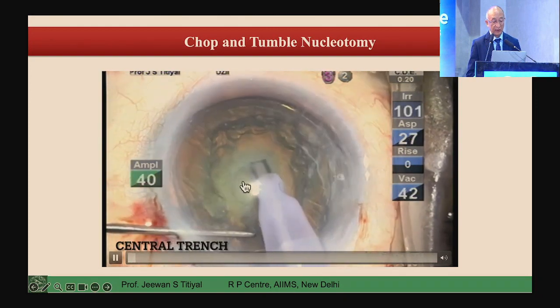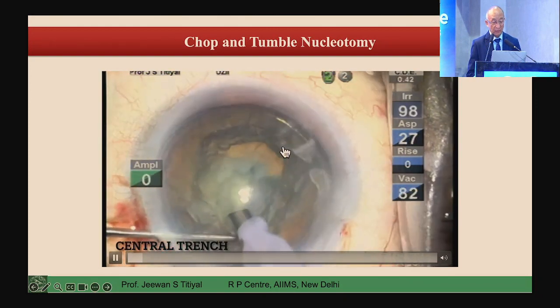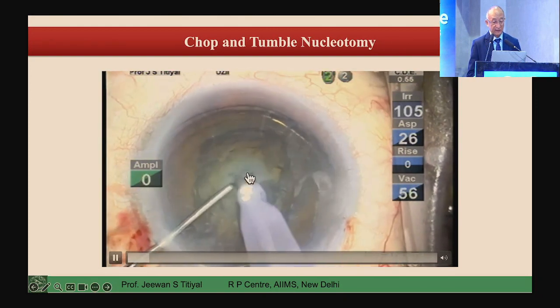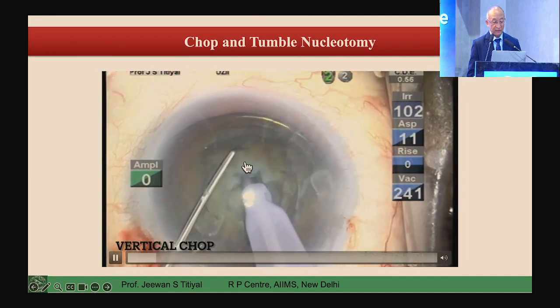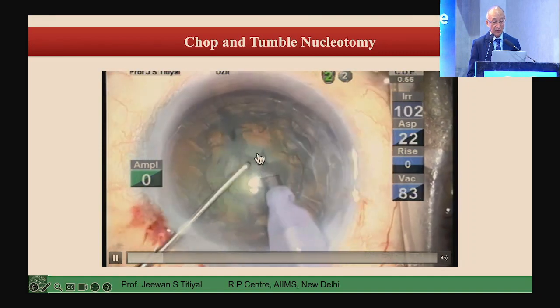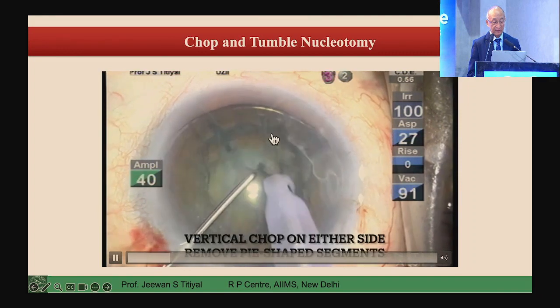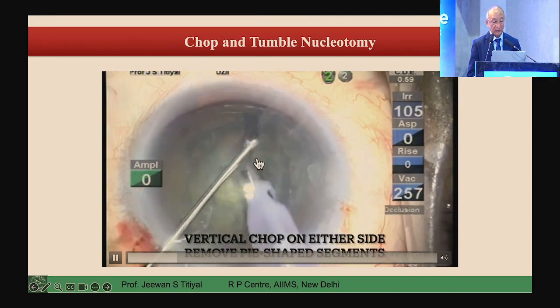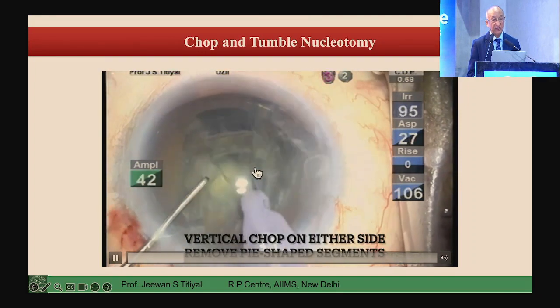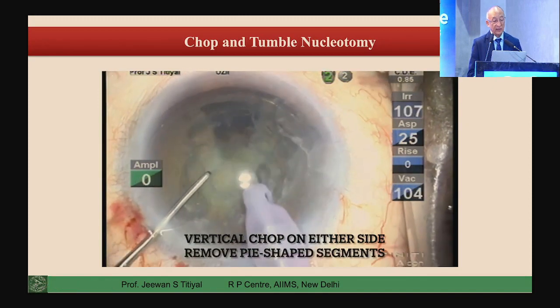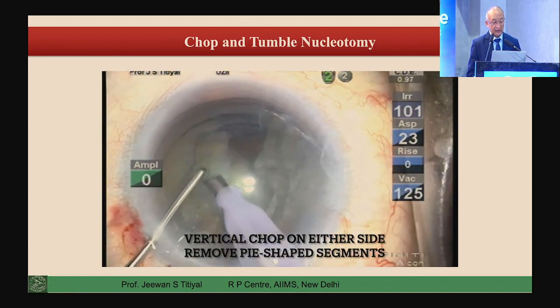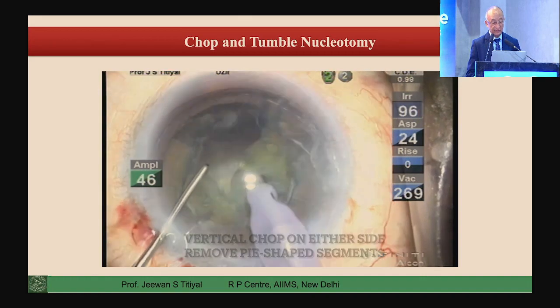What we do, we make a little trench in the center. We have tried to do a delineation in this case, a grade 3 nucleus. Do a central chop and take out one piece from this side, the right-hand side. The one piece has been taken out. This will give a space for fluid to complete the internal hydrodelineation, and that will loosen the nucleus in such a case.